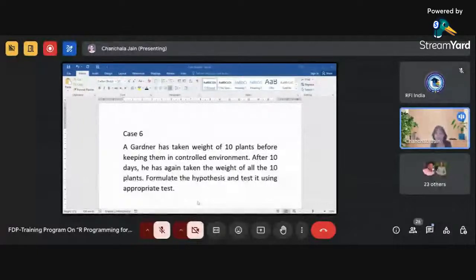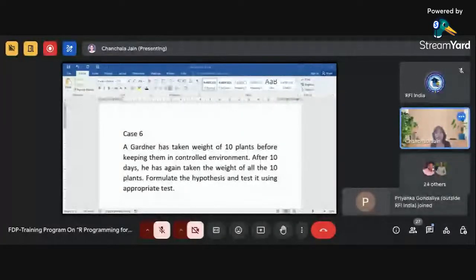The simple thing is that you need to see the type of variable we are dealing with. I said the chi-square test we generally use when we are dealing with a categorical variable. Here our variable is what? Weight. Weight is not a categorical variable. Weight is a continuous variable. It's a numeric variable, right? And we are calculating the weight of the plants before and after, right?